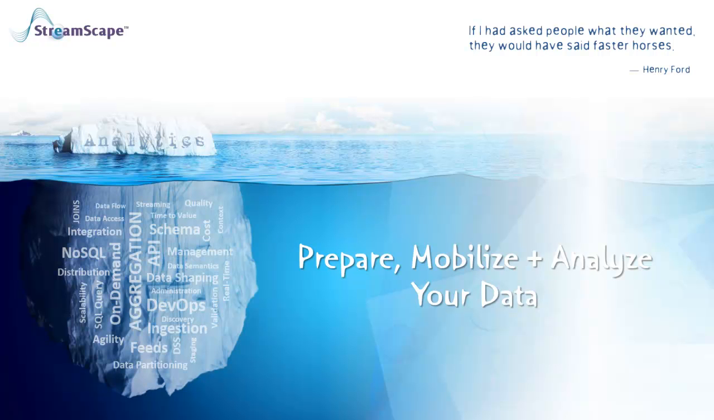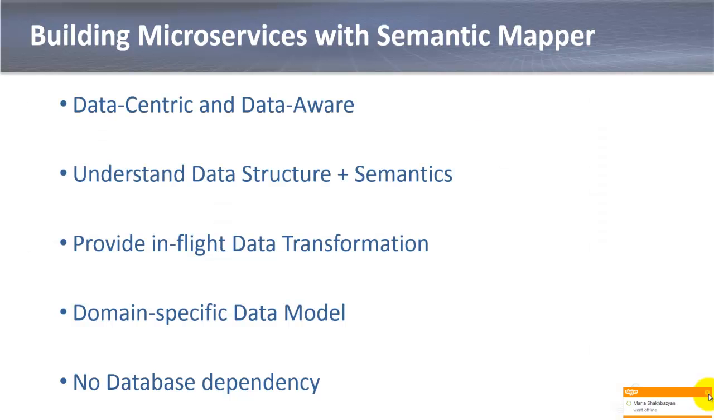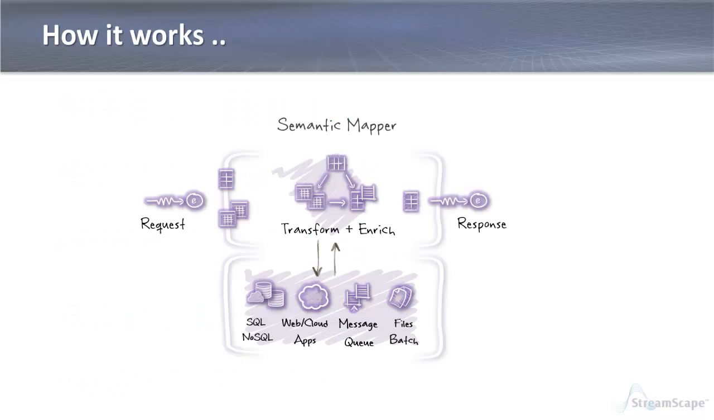Welcome to another edition of Streamscape TV, and we're going to talk today a little about Semantic Mapper and how the Semantic Mapper can help you prepare and mobilize your data for analysis. The Semantic Mapper is a pretty powerful tool. Not only does it allow you to do data transformation, but it also understands data structures. It is data-centric and data-aware, and it provides a way for you to tap into a domain-specific data model without the need for a database.